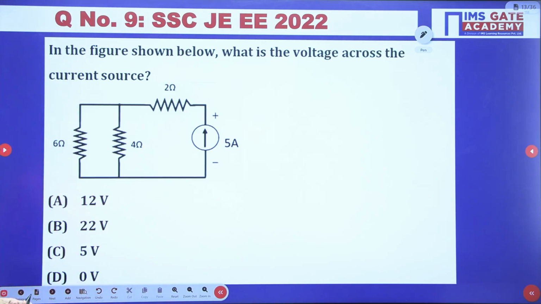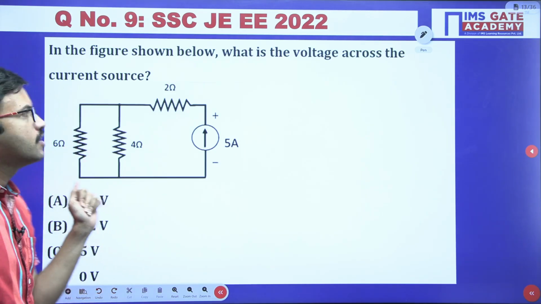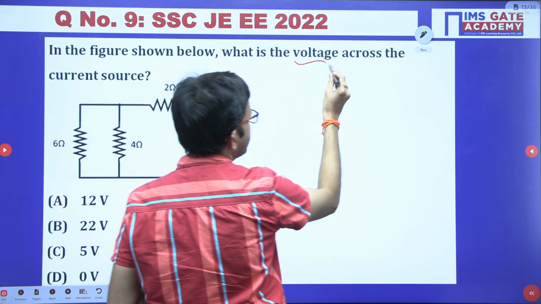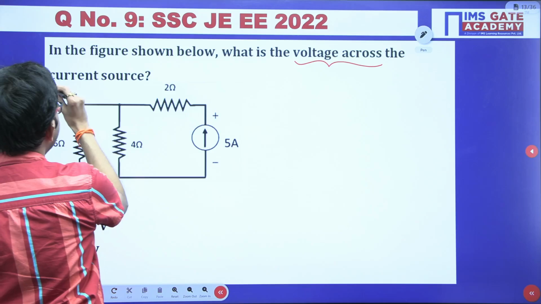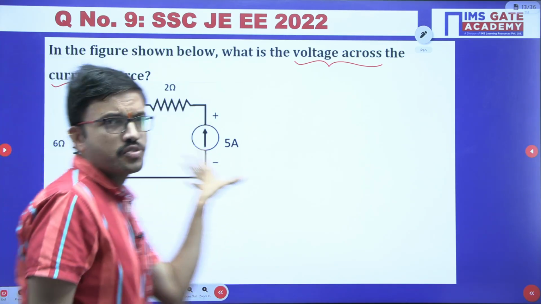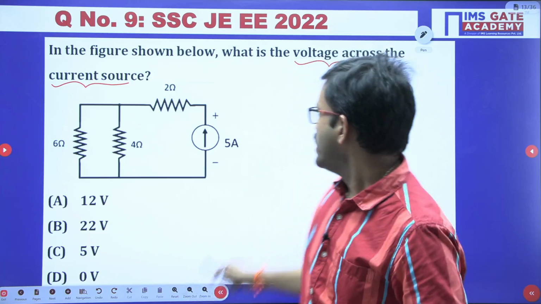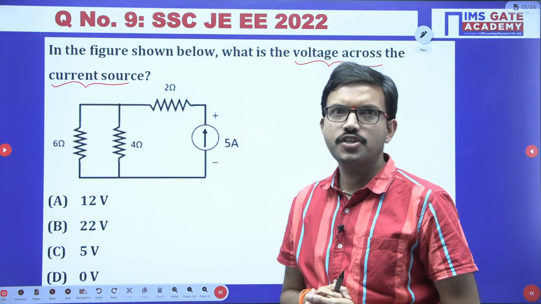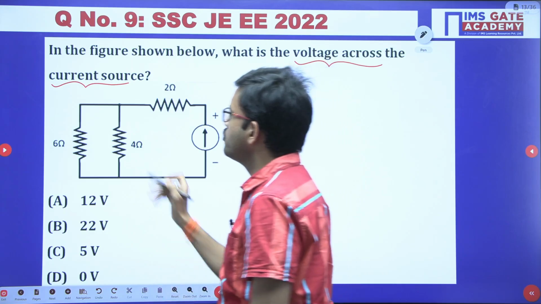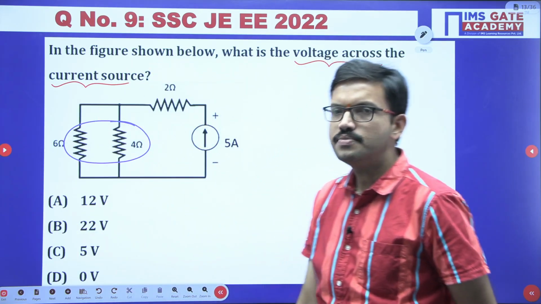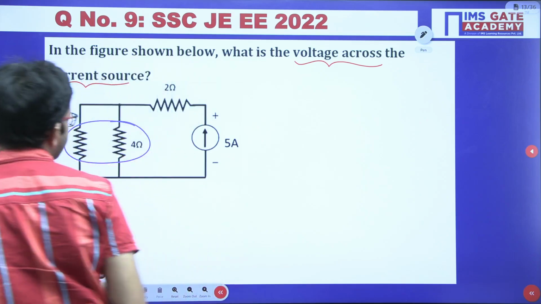In this question, you have the circuit diagram like this, and here we are supposed to calculate the voltage across the current source. Okay, just observe the circuit diagram. Here you have a current source. Across this current source, we have to calculate the voltage, right? Now, if you observe, these two are connected in parallel. Okay, we can find the equivalent resistance.